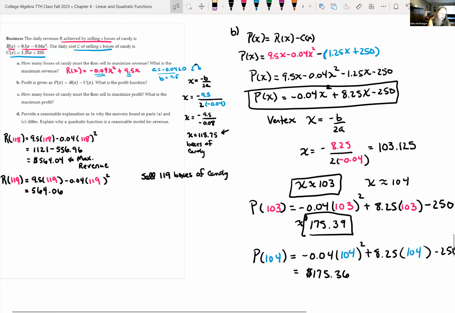So provide an explanation to why the answers found in part A and C differ. Why is the quadratic function a reasonable model for the revenue? Well, they differ because part A is asking for the maximum revenue, how much we need to sell to make the most money coming into the company. Where profit is how much revenue we're getting and then how much money we are using to pay to make the product. So it's a difference between those two prices.